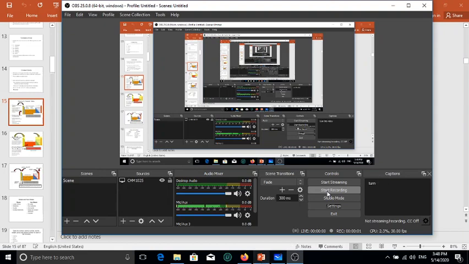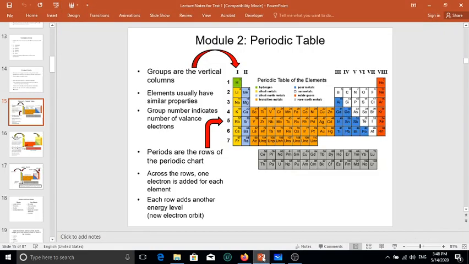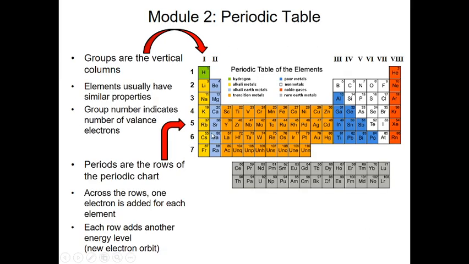Alright, in this video, we're going to start introducing you to the periodic table. So, this is a periodic table. You can see it's not perfectly shaped. There are some taller groups, some taller columns here, and some shorter columns. They're usually separate column groups.